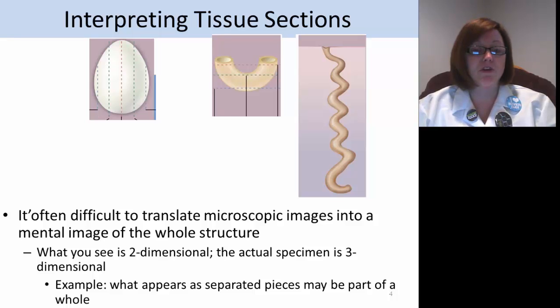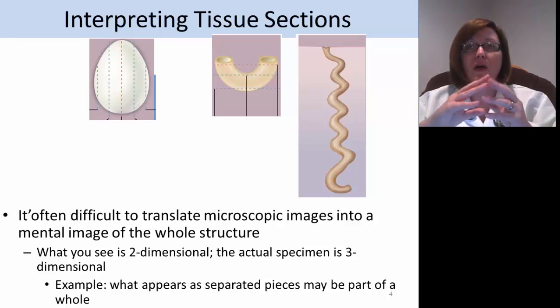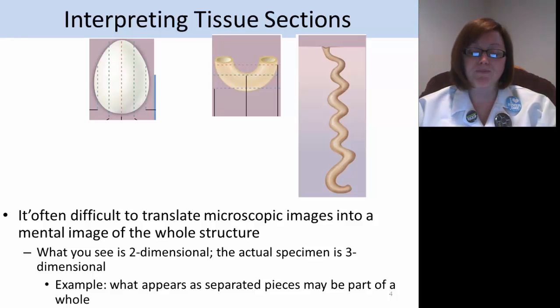Interpreting tissue sections can be very difficult, and this is something that even professionals still struggle with. Because when we're looking at a microscope slide, what we're looking at is a two-dimensional picture that's coming from a three-dimensional object, and it's very difficult to take that two-dimensional picture and build it into the three-dimensional structure.